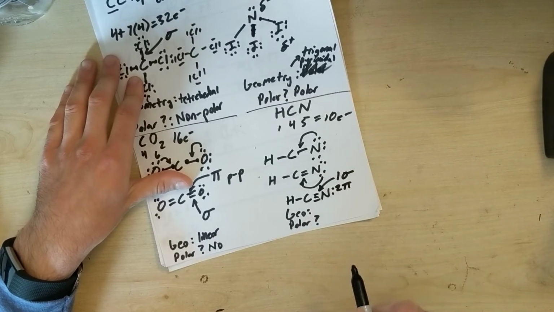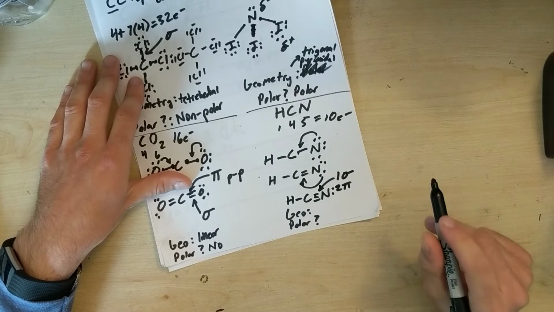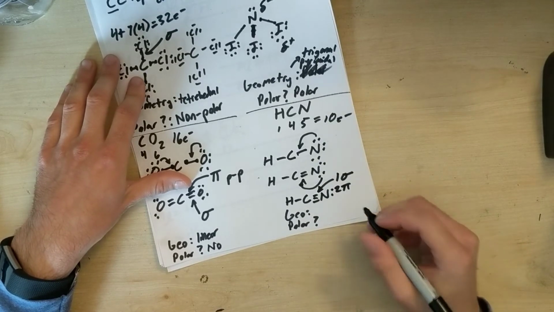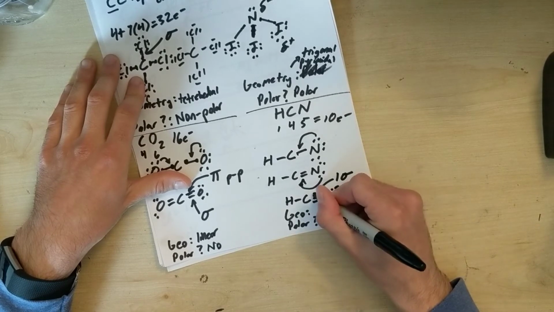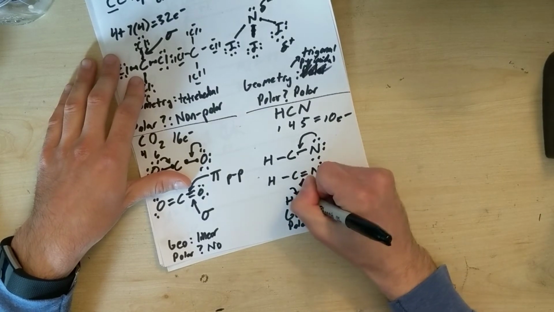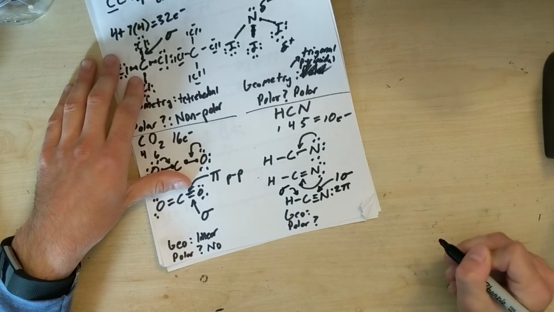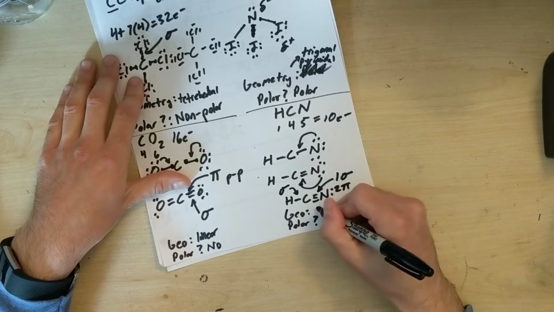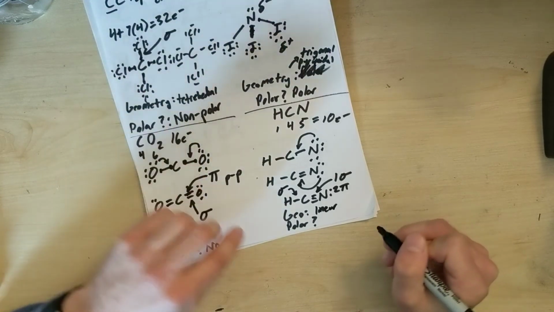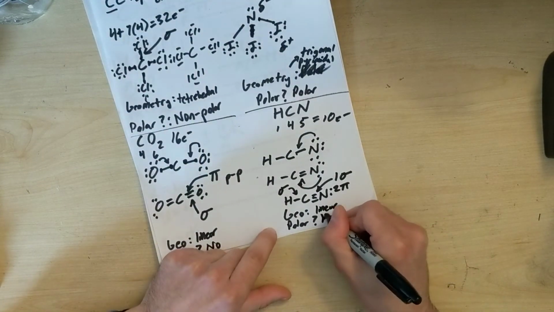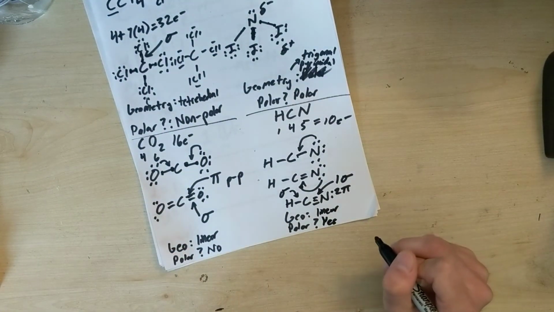And so this has 1 sigma bond and 2 pi bonds. Each additional bond that you add beyond the first is a pi bond. So this is 1 sigma, which is the initial single bond, and 2 pi bonds for this bond. This is just a sigma bond right here. Okay. Geometry, it's linear. Same thing as the other one.